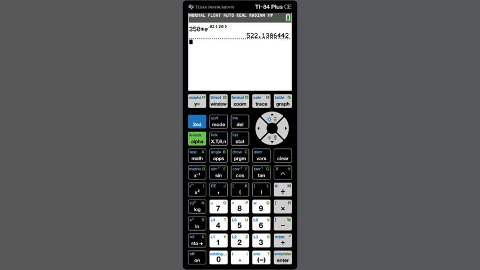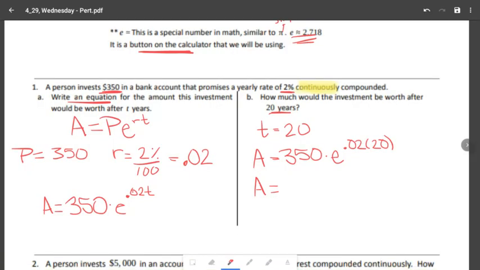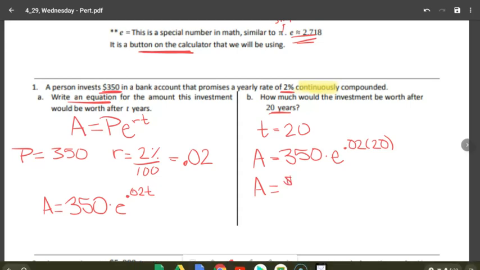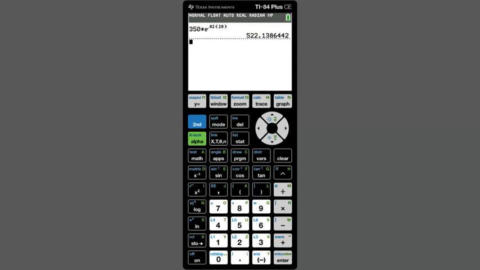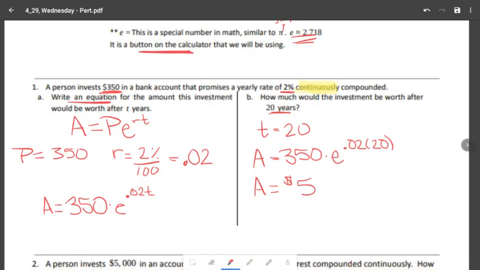Hit enter. And just like what we've been doing, it does not tell us where to round, but we are talking about money, which means 2 decimal places. So $522, and we're going to round to .14. The 8 tells us to go up. So there's your final answer.